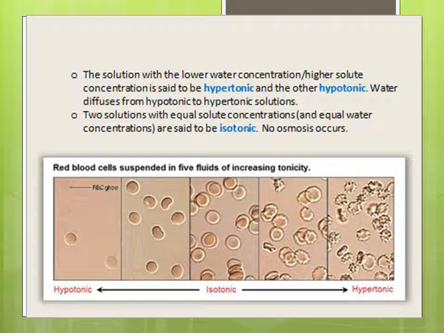The solution with the lower water concentration or the higher solute concentration is said to be hypertonic, and the other is hypotonic. Remember, hyper, more; hypo, less. Water diffuses from hypotonic to hypertonic solutions. Two solutions with equal solute concentrations and equal water concentration are said to be isotonic, and no osmosis occurs.